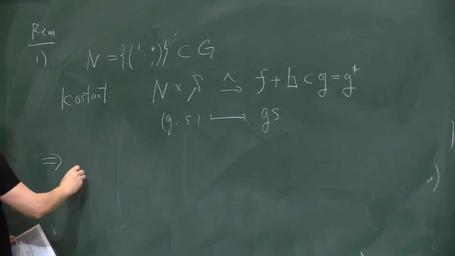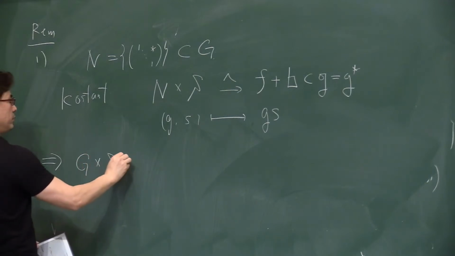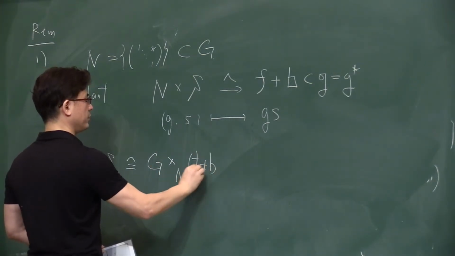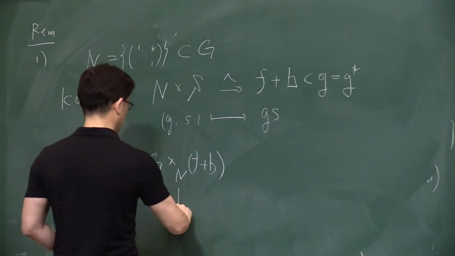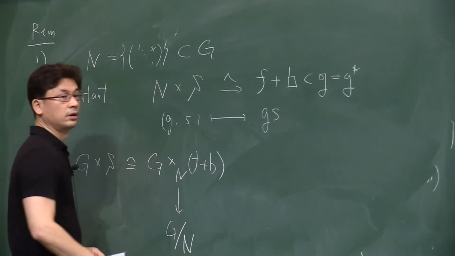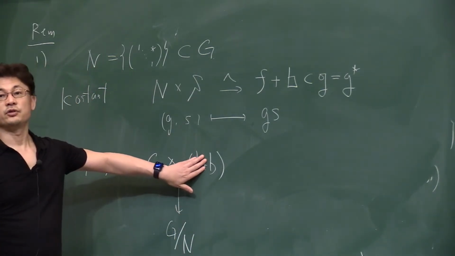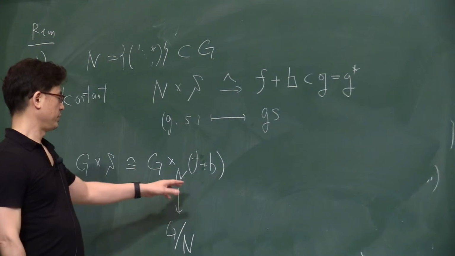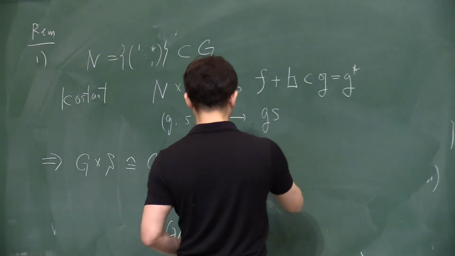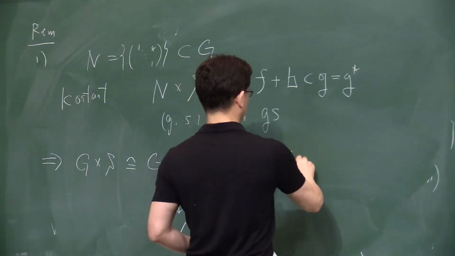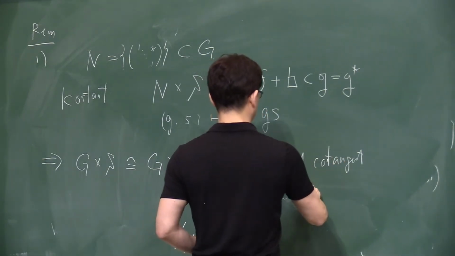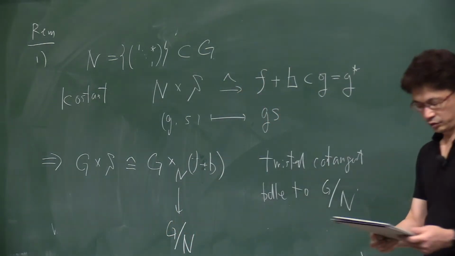So this implies that this product can be described as this. This is a vector bundle over G over N. And if there's no F, this is the usual cotangent bundle to G over N, in which case it's naturally a symplectic structure. And this is a little bit shifted, but still locally isomorphic to the cotangent bundle. And it's called the twisted cotangent bundle to G over N. So in particular, it has a symplectic structure.